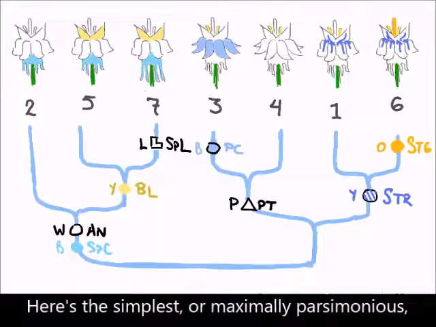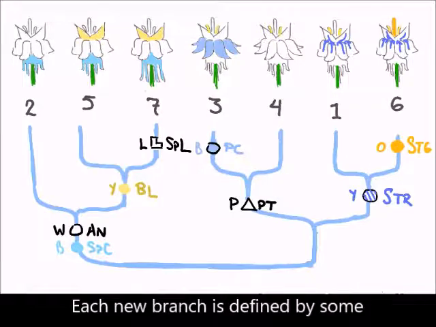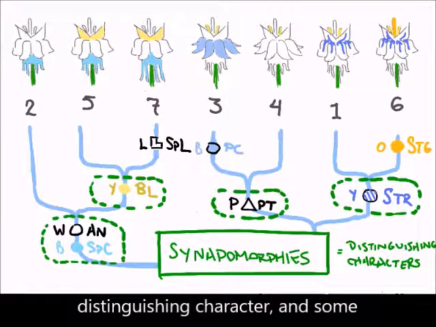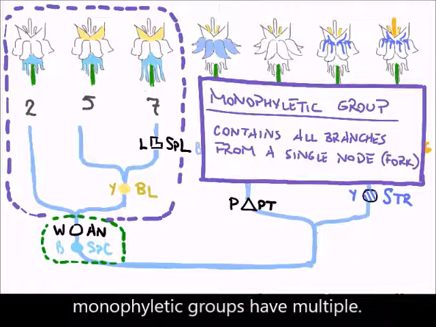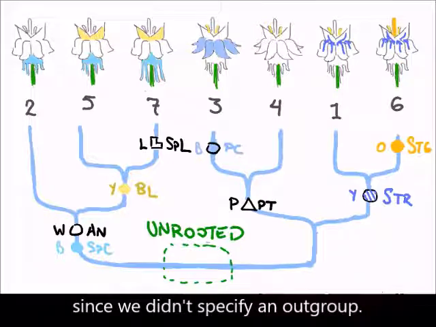Here's the simplest, or maximally parsimonious, tree that comes out. Each new branch is defined by some distinguishing character, and some monophyletic groups have multiple. This particular tree has no root since we didn't specify an outgroup.